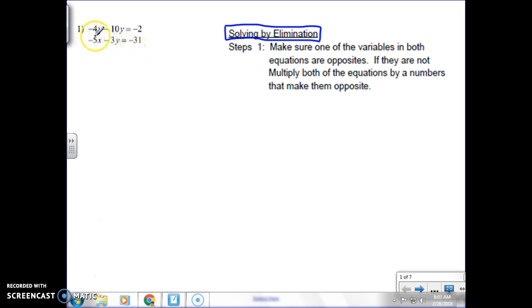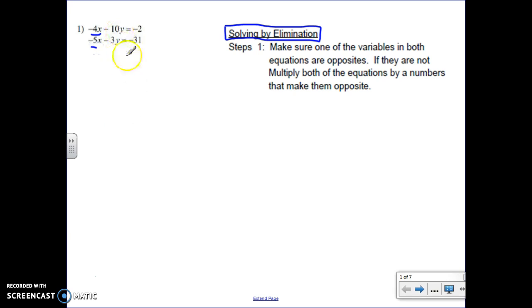So when I look at these equations here, negative 4x minus 10y equals negative 2, and negative 5x minus 3y equals negative 31, the thing that I notice is that the x's aren't opposite and the y's are not opposite. So in this case, I need to multiply both equations by something that makes either the x's opposite or the y's opposite. Just because I see x, I'm going to try to make the x's opposite each other.